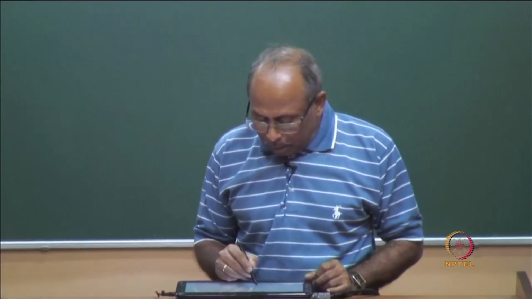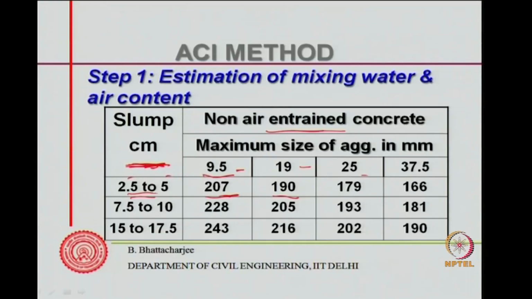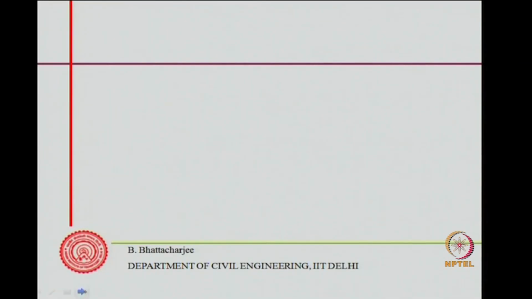For non-air entrained concrete, these are the values given for slump from 2.5 to 5 centimeter, that is 25 mm to 50 mm. As your aggregate size increases, you can see that water content reduces, and as your slump increases, water content increases again. The principle is the same, after all it is the same kind of concrete, and water content is what you find out in the beginning.